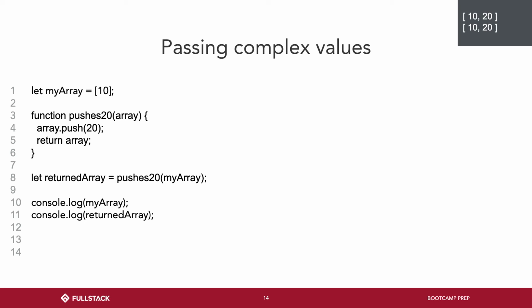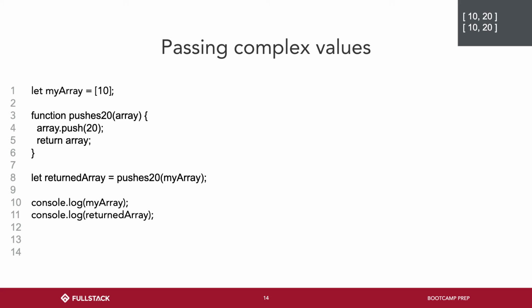We call this function and we throw in my array. What is my array? At that point, it's 10, I guess, right? Well, it's a reference, right? Yeah. That's all it is. It's just a reference, because you cannot store complex values in variables. You only store their reference. So we throw the reference in here, and then we push 20 to that reference. And then we return that reference.